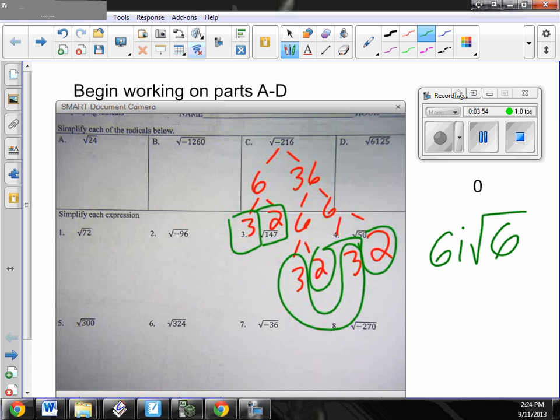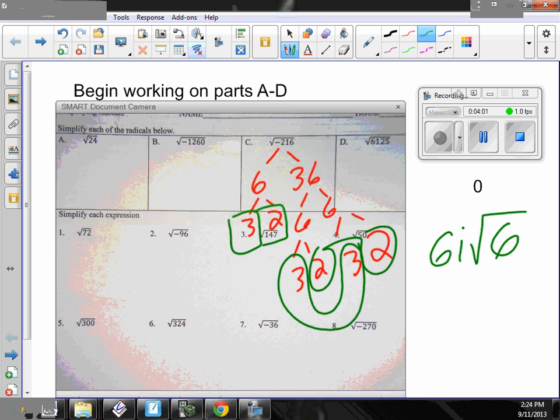What happens if everything comes out? Then there's no square root. So you factored it down, and there are 2 3s and 2 2s and 2 5s. The answer is 3 times 2 times 5, and there's no square root.